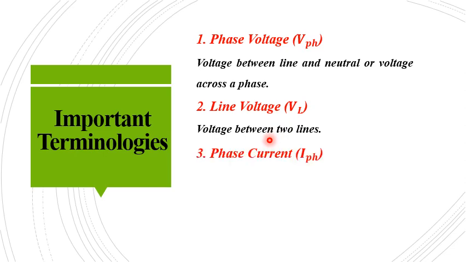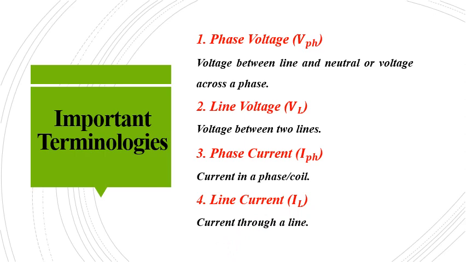And the third parameter is phase current. From the name itself it is clear. The phase current is the current in a phase, and it is denoted as IPH. Similarly, we will be having the line current. Line current is the current through a transmission line, and it is usually denoted as IL. So these are the common terminologies that we will be coming across in a three-phase system.